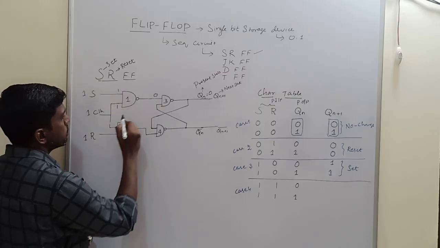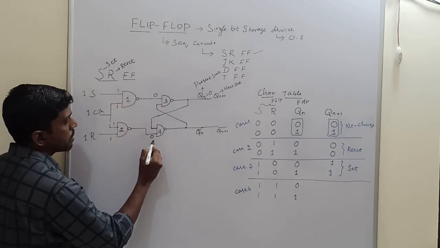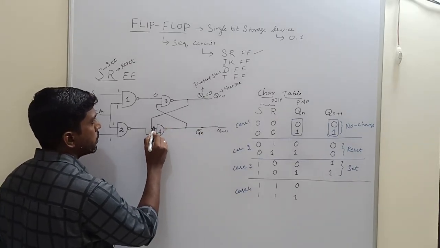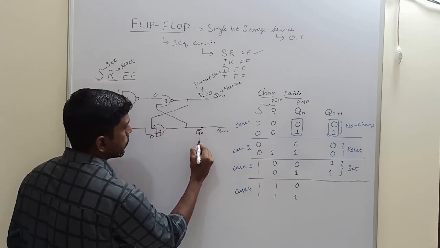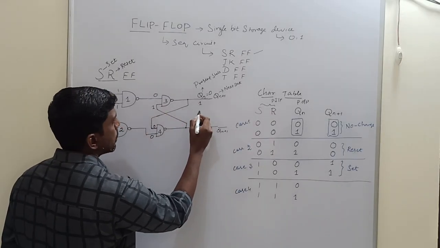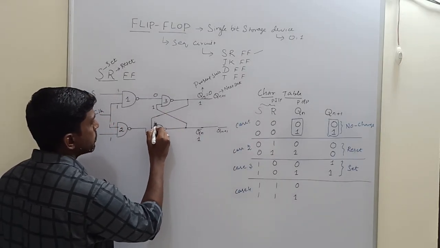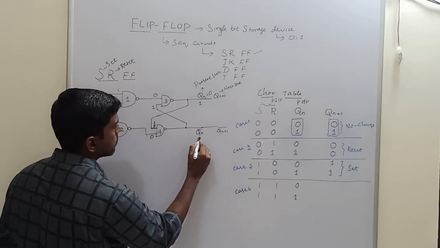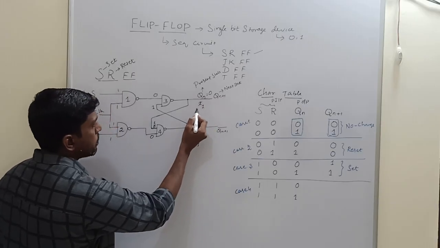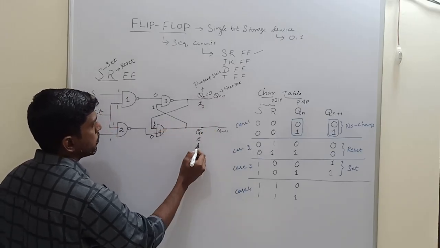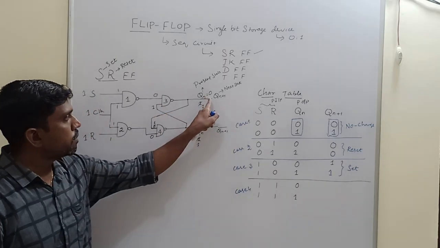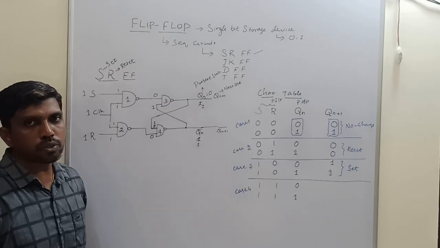The output is 0. Here 1, 1. The output is 0. So Qn value is transferred to fourth NAND gate input. So 0, 0, 0. Qn bar value 1. So this 1 is given to here. 0, 1, 1. So again this value is feedback to here. 0, 1, 1. This one is equal to here. 0, 1, 1. So again this value is feedback to here. 0, 1, 1. 1 is transferred to here. 0, 1, 1. So in this case Qn value 1, Qn bar value also 1.